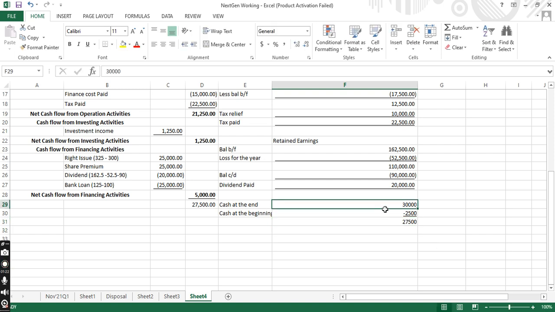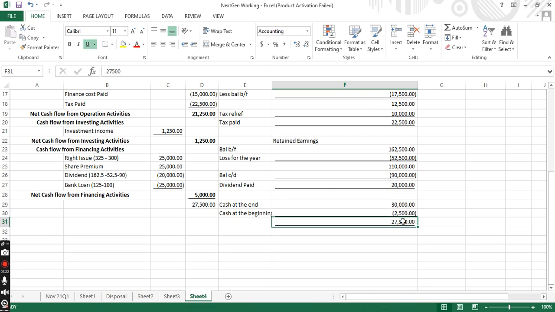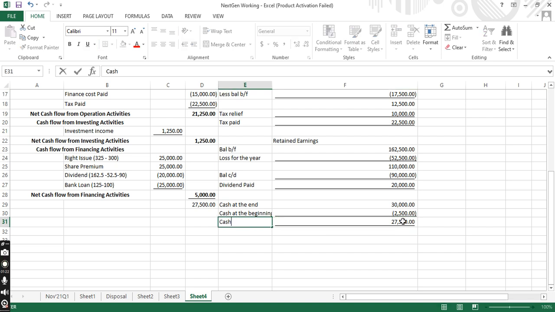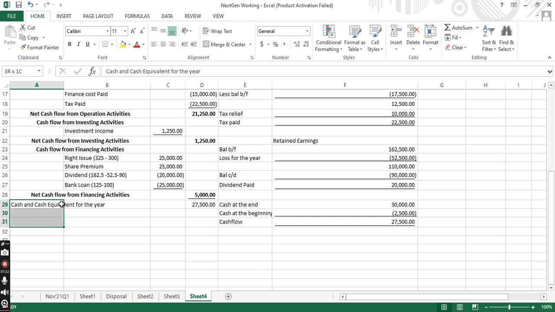So this is the cash flow you are looking for, 27,500. Have we gotten that 27,500? Yes. That means we are done. So this will give us cash and cash equivalent for the year. So also you can have a cash and cash equivalent at the beginning of the year and at the end of the year.